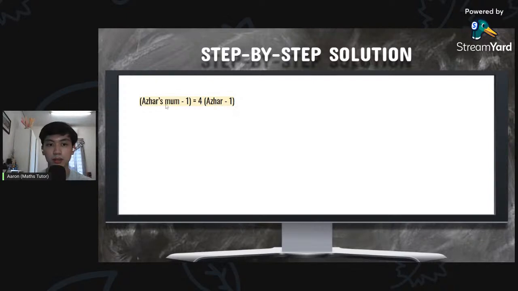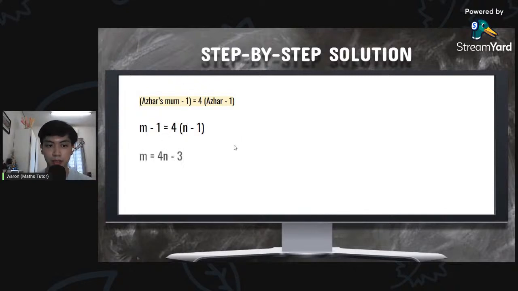Okay, so this is the format. How do you write it? If you want to represent it as unknowns or variables, you can represent the mother as M, small letter m. m tolak satu equals to 4 times Azhar tolak satu juga, because it is last year, right?